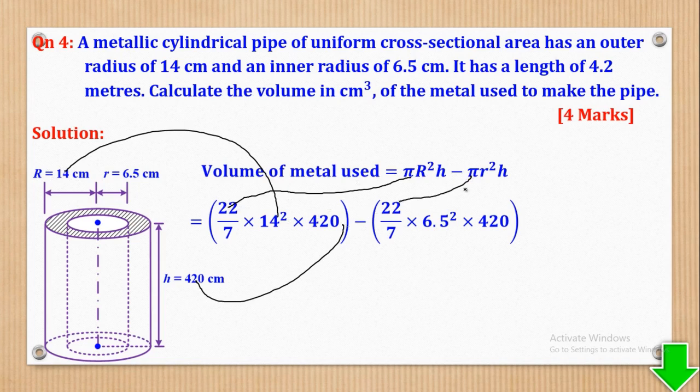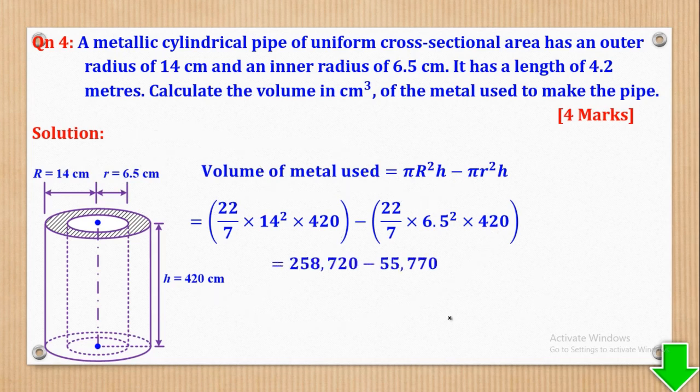For this one, pi is still the same. Now r, small r is this, so that's what I'll put here. And the height is still the same, so that's what I'll put there. Now next is to use the calculator to come up with this. So this bracket gives me this volume, which is 258,720, and the whole of this bracket gives me this volume, which is 52,770. But remember, at the end I have to subtract. So when I say this minus this, I'll come up with a volume of 205,950 centimeters cubed. So remember, it has to be in centimeters cubed.